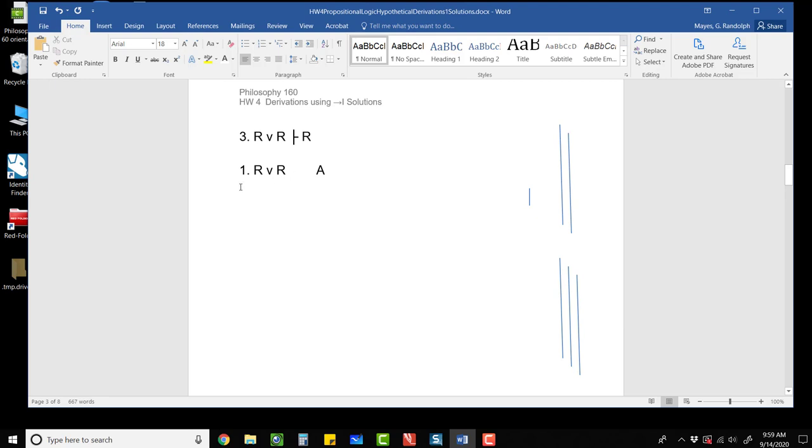So here you might be saying, well, okay, I get that we should be able to prove that, but we don't have any conditionals here, so I don't even see why this problem is on this problem set.